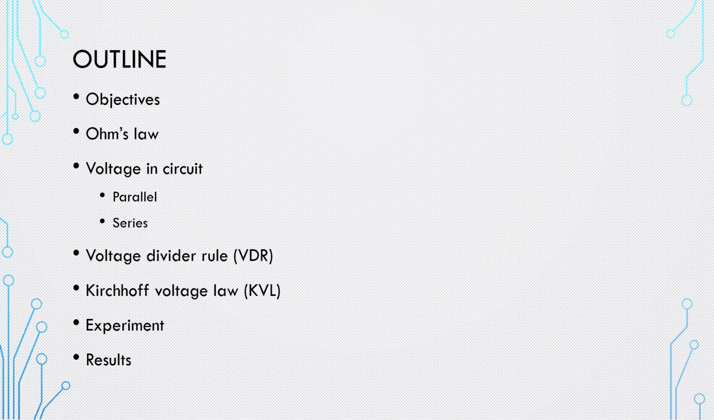Then we're gonna talk very briefly about Ohm's law, how the voltage and resistor and current are relating to each other, and how to find them. Then we're gonna move to look how the voltage is acting in any circuit. If you have a parallel circuit, or if you have a series circuit, how to find the voltage in such a circuit. Then we're gonna talk about special rules to find the voltage in a given circuit.